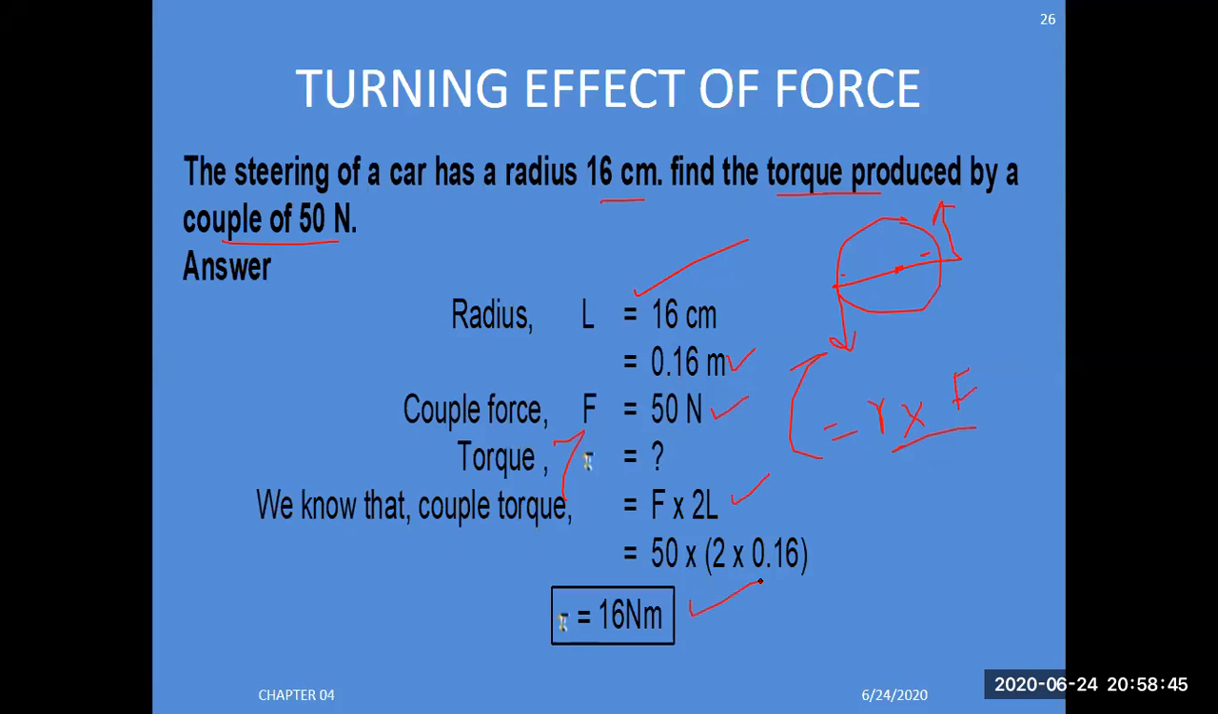This is the most important thing to understand. In some other cases, you will directly use the moment arm, but in this case you have to understand the situation. You are holding this steering from this point and from this one. So what is the distance between the two? That is basically twice the radius. Here the radius is 16, so the total distance between the two forces will be 32. So you multiply by 2 to get it twice. This is the answer to calculate the torque. So torque is equal to 16 Newton meter.